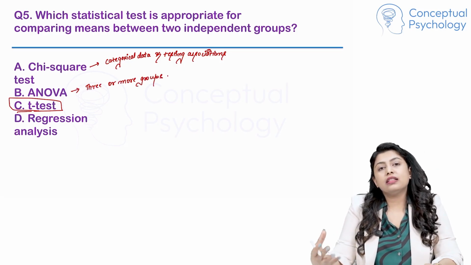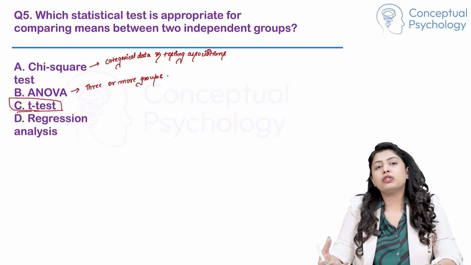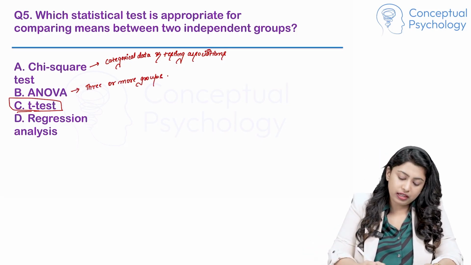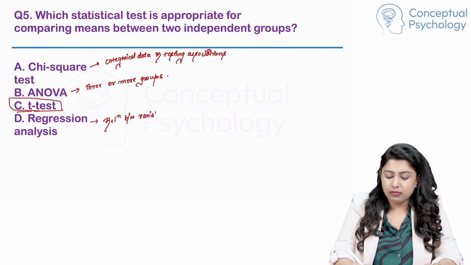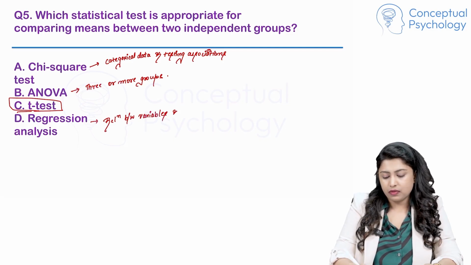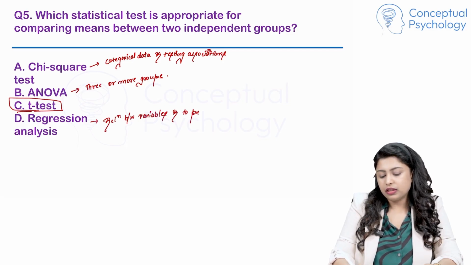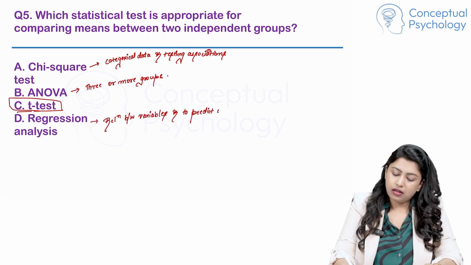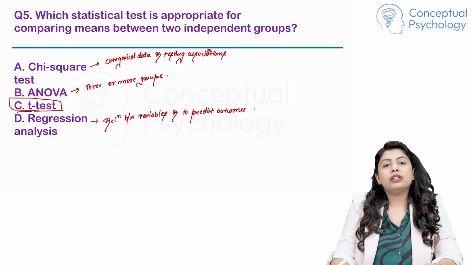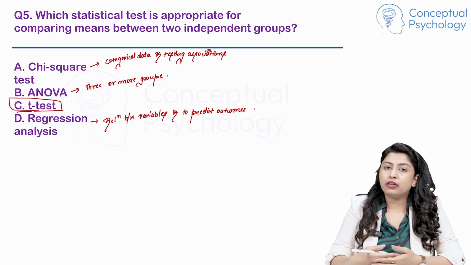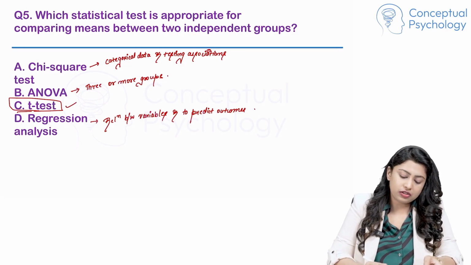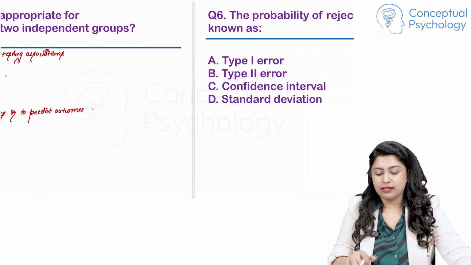Regression analysis is used to examine the relationship between variables and to predict outcomes. So the t-test is the gold standard for comparing means between two independent groups in psychological research. Hence, C is the correct answer.